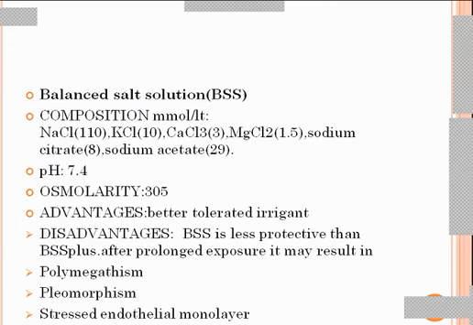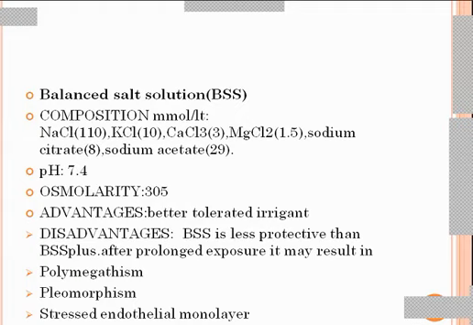And the next one is balanced salt solution. The composition is in millimoles per liter. Sodium chloride 110, potassium chloride 10, calcium chloride 3, magnesium chloride 1.5, sodium citrate 8, sodium acetate 29. The pH is 7.4, same as blood pH. Osmolarity is 305. The advantage is a better tolerated irrigant, but it is more costly, it seems, because in government setups we use only Ringer lactate. The disadvantage is that it is less protective than BSS Plus.